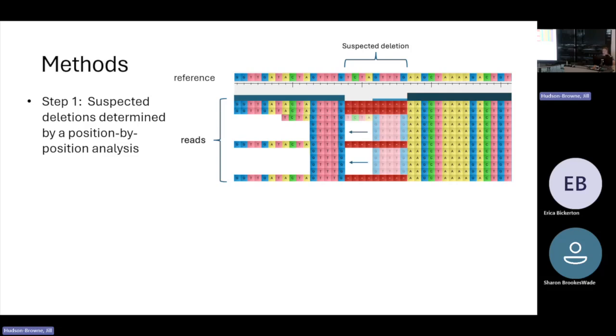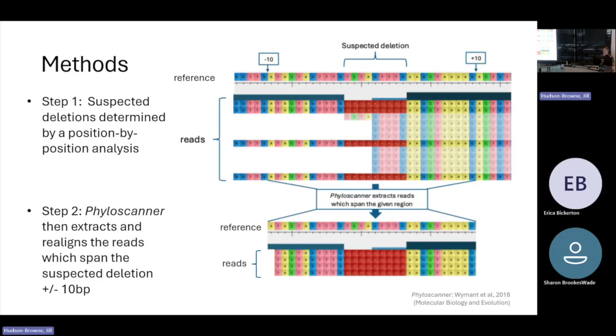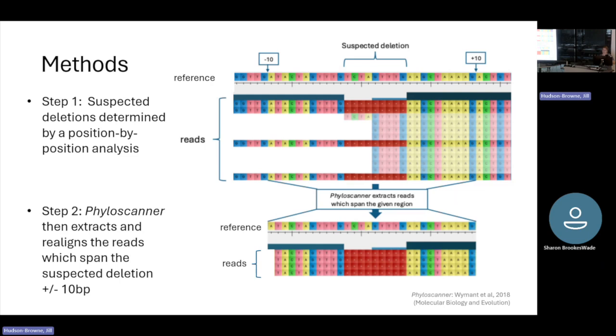So our approach is to use phyloScanner, and to do this, we define windows around a suspected deletion of plus or minus 10 base pairs. phyloScanner then extracts only the reads which span this entire window. And from this, you can get a much cleaner read of what the deletions look like, and you can also detect deletions of different lengths which span in the same region.